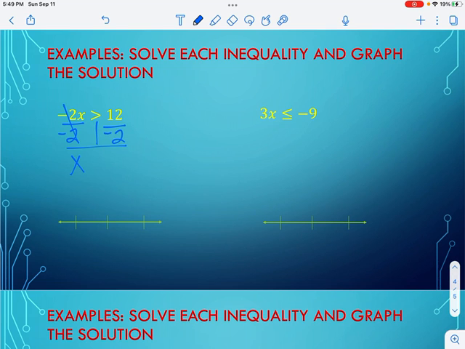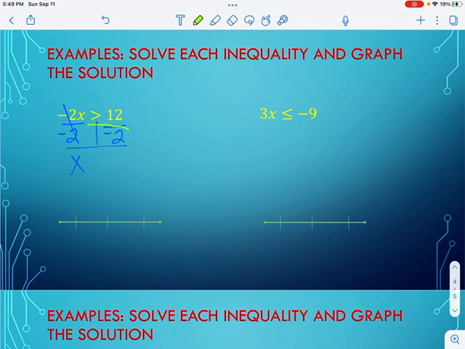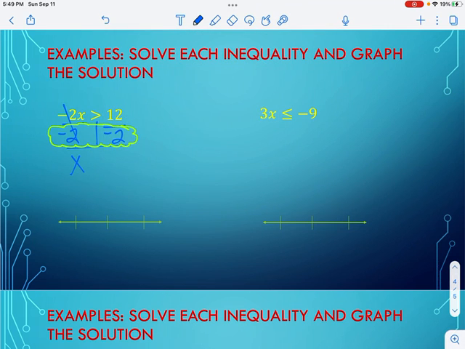Now, here's where we have to be very careful. So remember, the rule said if I multiply or divide both sides by a negative, it flips the inequality symbol. So instead of greater than, now it's going to be a less than symbol. 12 divided by negative 2 is negative 6. So now I come down here, I've got negative 6, 0, and 6. At negative 6, I would be an open circle, and I would shade to the left.